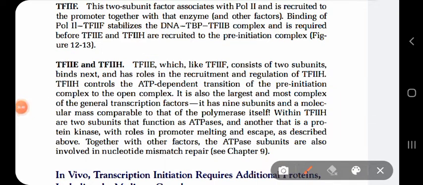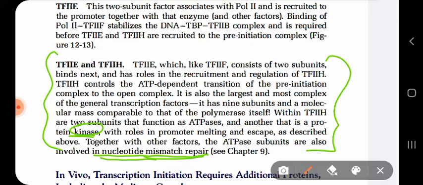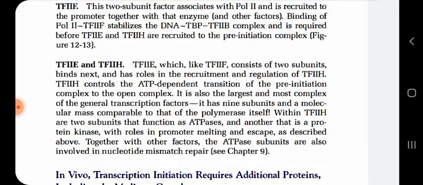The second function is that it has a kinase activity, which will phosphorylate a specific amino acid found on the tail region of the RNA polymerase. They also have other subunits which catalyze many functions, and they are also involved in nucleotide mismatch repair mechanisms. So this was about the different types of transcription factors.